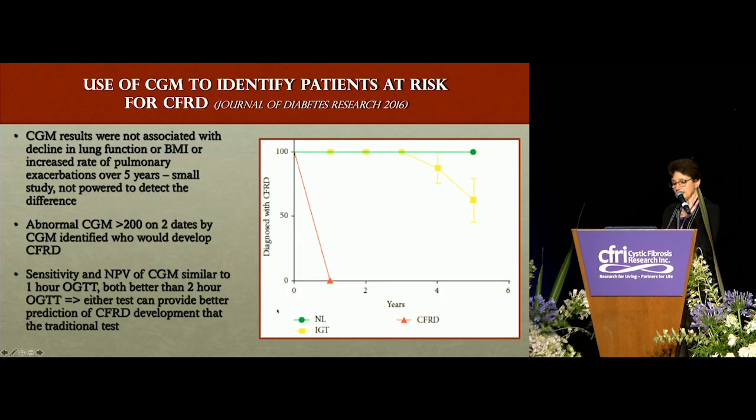So as you can see, the patients who had the CGM who had this indeterminate glycemia developed diabetes always sooner than the ones who did not have it. An abnormal CGM blood sugar of over 200 on 2 subsequent days of wearing CGM identified those who developed cystic fibrosis-related diabetes. And the sensitivity and specificity of the test was really good.